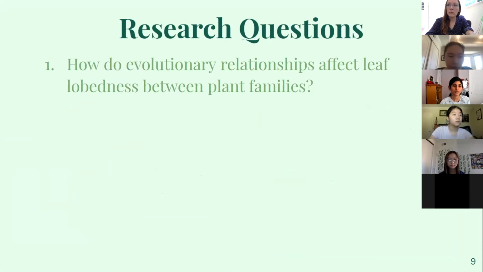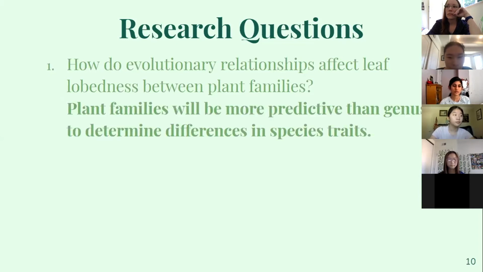The research question that I'm hoping to answer in this project is, how do evolutionary relationships affect leaf lobedness between plant families? My hypothesis is that plant families will be more predictive than genus to determine differences in species traits.